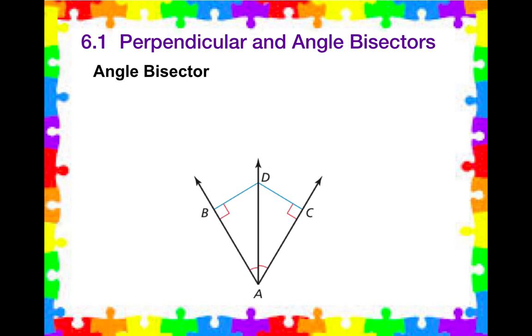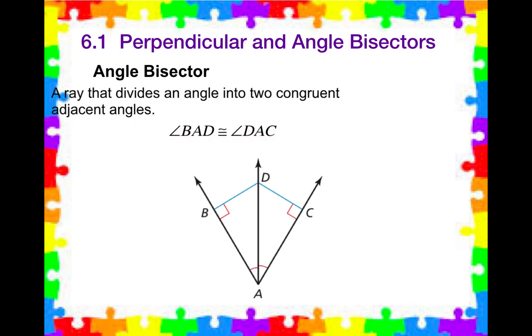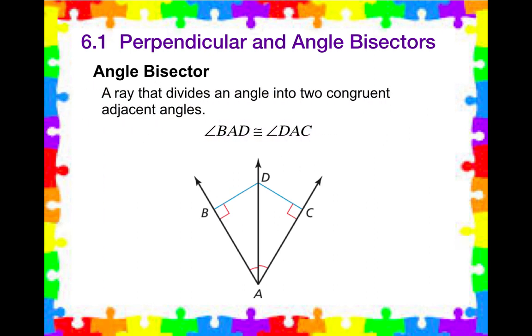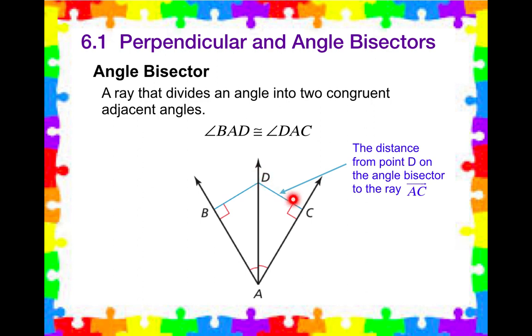An angle bisector is a ray that divides an angle into two congruent adjacent angles. So the ray here is AD, and it breaks up this angle BAC into two congruent angles, 1 and 2. That's an angle bisector.